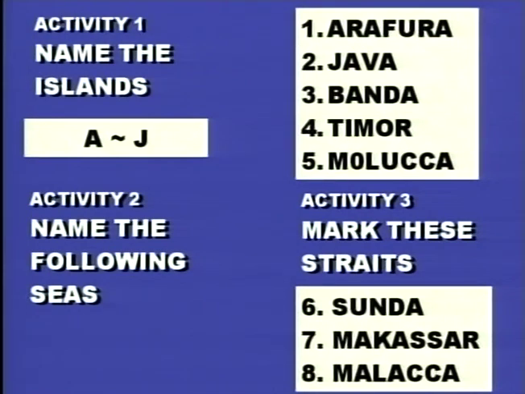Activity number two, the following seas, which are numbered 1 to 5. On your map, you will not find those numbers. Rather, use your atlas to come up with the names of those seas and plot them accurately where they come in on that map of Indonesia. And the seas are Arafura Sea, Java Sea, Banda Sea, Timor Sea, and Molucca Sea. So those are the 5 seas that I would like you to accurately plot on that blank map of Indonesia. That's activity number 2.